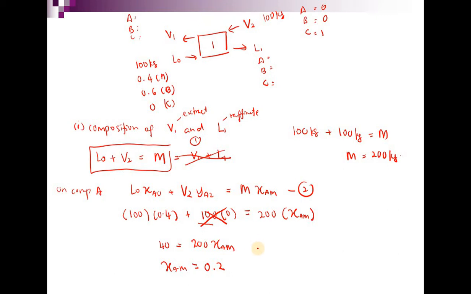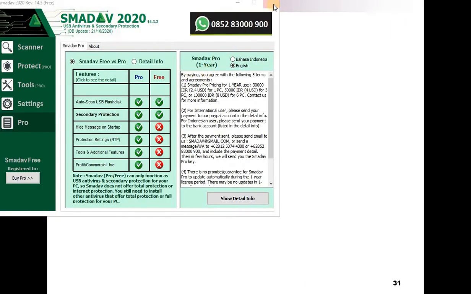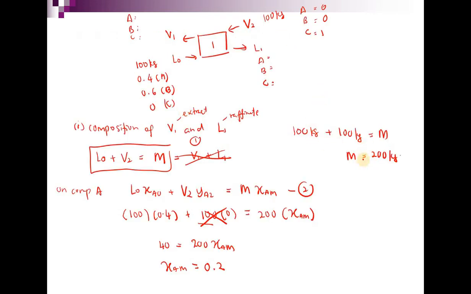Now let's do a mass balance on component C. On component C, L naught XC naught plus V2 YC naught is equal to M XCM. So the overall balance is M is 200.